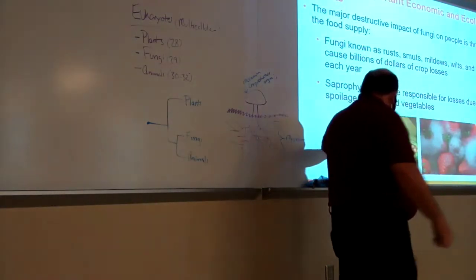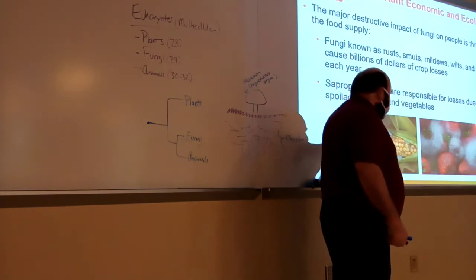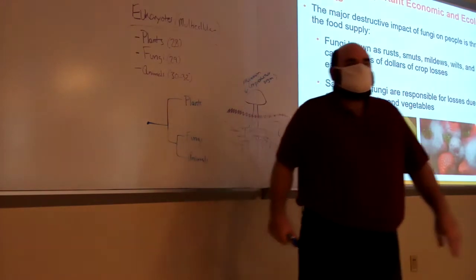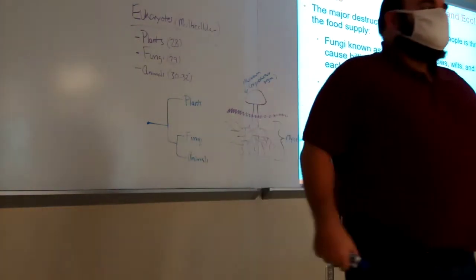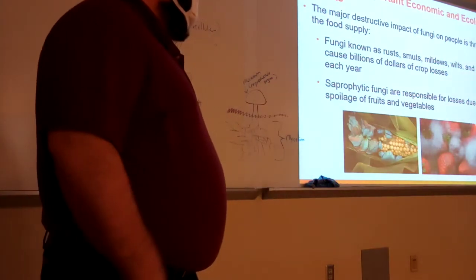And here's an example. This is corn smut, and that's basically a type of fungus that grows within the kernels of corn and makes them unpalatable. People throw them away in that case. And so that can be a tremendous loss to our crop industry.